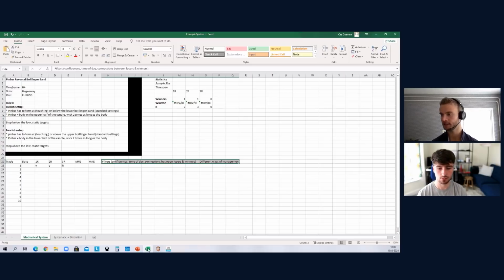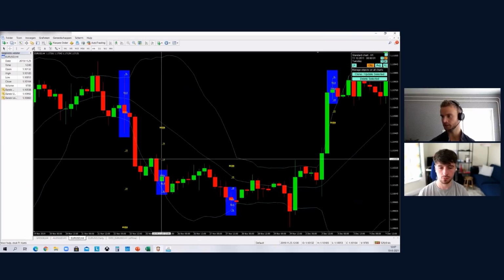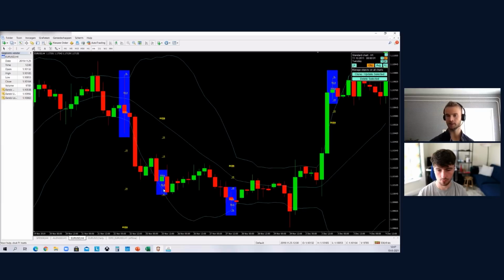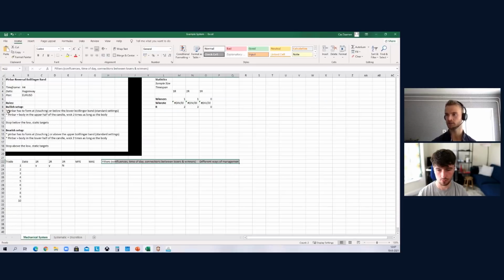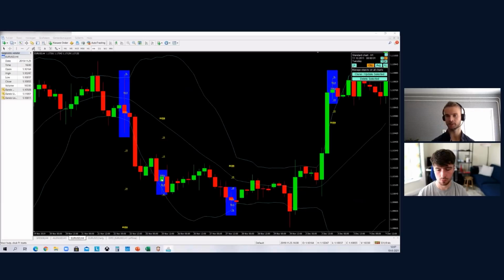So let's go to another example. As you can see here, pin bar forming at the lower Bollinger Band. We've got the body definitely small enough to fit the rules. As you can see, for the bullish setup, the wick has to be 2 times as long as the body, which is the case, and the body is in the upper half of the entire candle. Entry at the close of the candle, and as you can see, we hit stop loss without hitting a target.